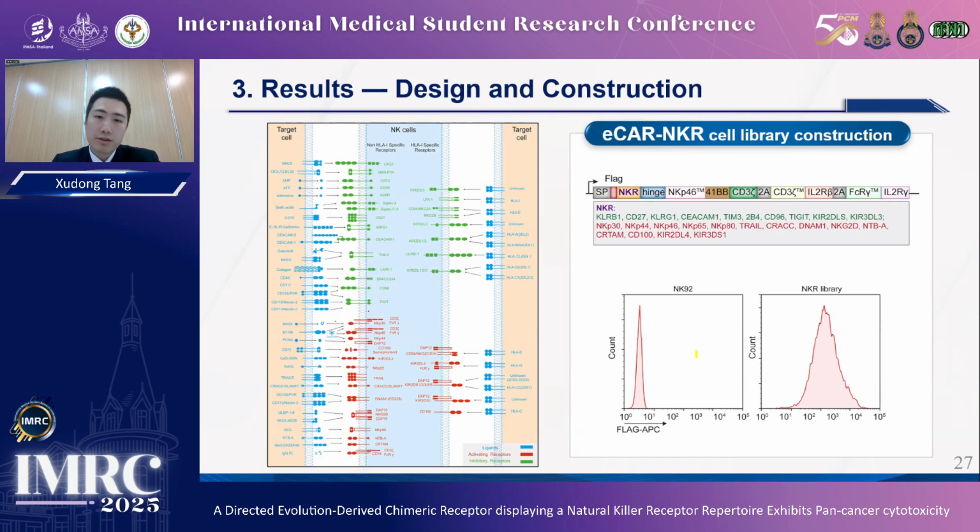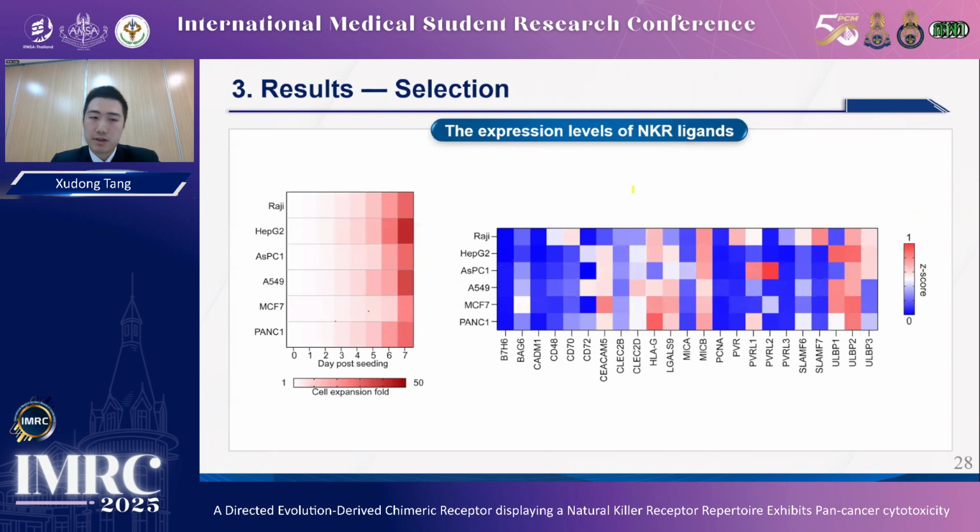So here we utilized NKRs as sensors. Since we have already converted the inhibitory signals into activating signals, utilizing KIRs as sensors also allows for the activation of NK cells. So in our experiment, it was found that different tumor stimuli could promote the proliferation of NK cells.